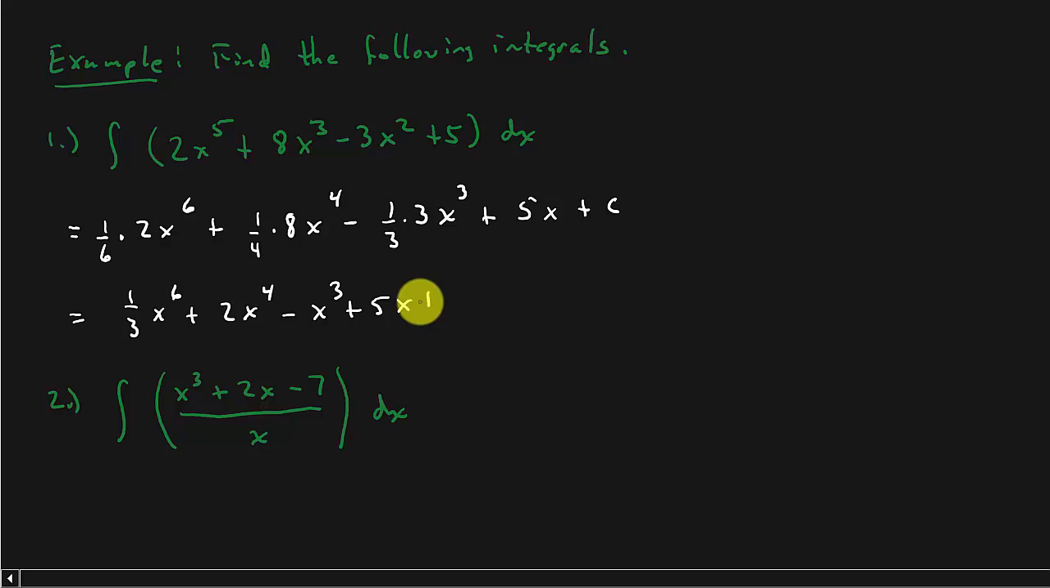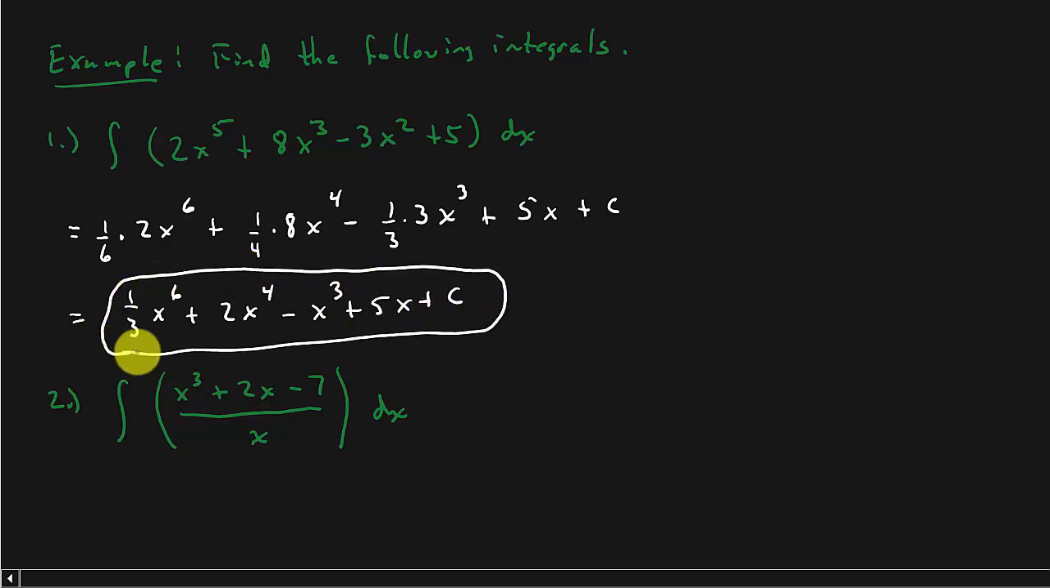And so this is 1/3 x to the 6th plus 2x to the 4th minus x cubed plus 5x plus c. And see how I wrote the 1/6 out there? If you want to, you can just say, okay, times the reciprocal of 6, 1/6 times 2 is 1/3, you can do that part in your head. You don't have to write all this out. You can just go straight to 1/3, go straight to 2. If you want to do that, that's fine.